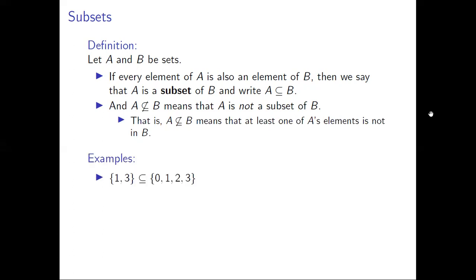So, for example, the set containing just 1, 3 is a subset of the set 0, 1, 2, 3. Why is the set on the left a subset of the set on the right? Because every element of this set is also an element of this set. Therefore this set on the left is a subset of the set on the right.